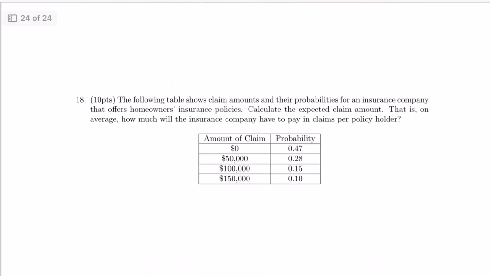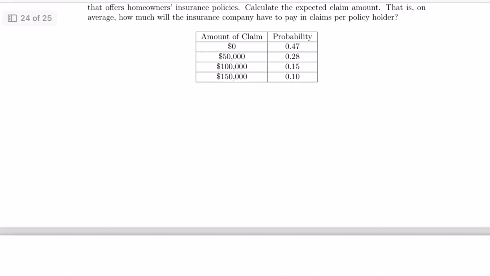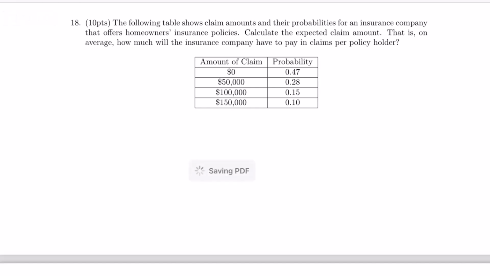And then our last question on the practice test, I'm going to add a new page just so I have room to scroll up. This one says, the following table shows claim amounts and their probabilities for an insurance company that offers homeowners insurance policies. Calculate the expected claim amount. That is, on average, how much will the insurance company have to pay in claims per policyholder?